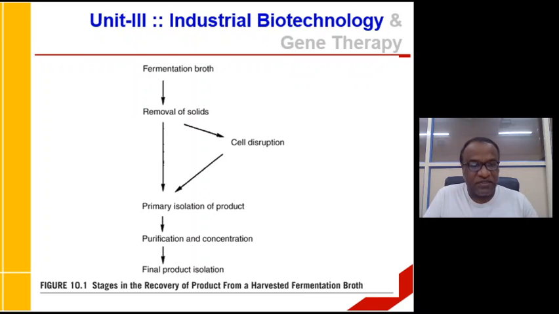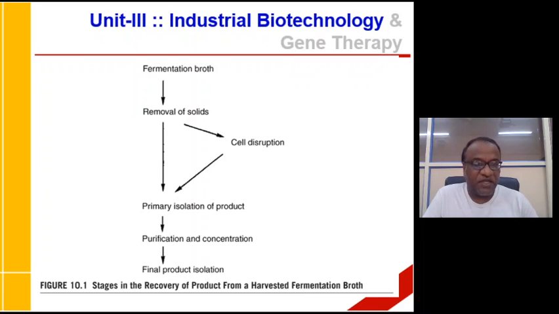So, there are various stages wherein you can adopt various recovery processes. Which recovery process has to be adopted is dependent on certain criteria which we have discussed in detail in the last slide.